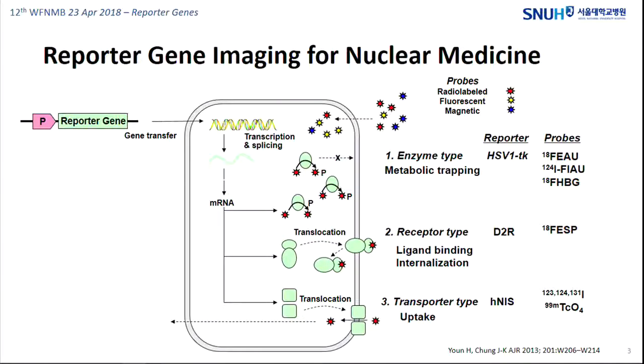Besides the reporter gene, when we use a reporter gene for nuclear medicine, we also need the probe, a radionuclide probe. So in each case, we have to have some kind of radionuclide for the visualization. And also, when we apply this to the patient, when we label with the therapeutic gene, then we can remove the kind of exogenous reporters. So that is another advantage of the nuclear reporters.